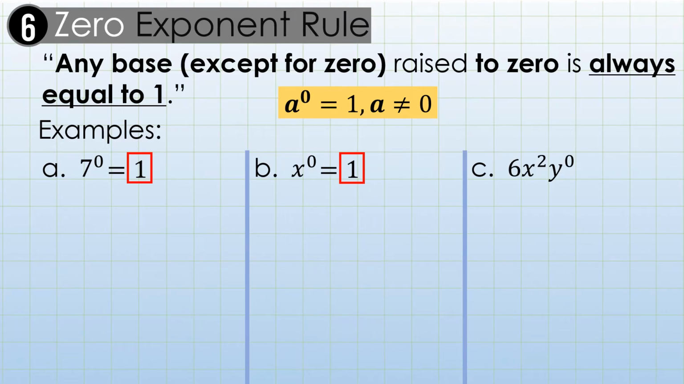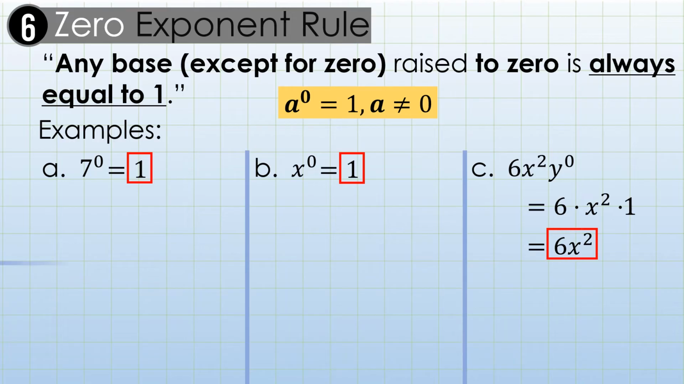Answer is not 1. Bakit? Tatlong factors yan eh. Bawat factor may sariling exponent. Ito exponent niya 1. Ito 2. Ito pa lang ang may exponent na 0. So siya lang ang 1. So multiply mo yung tatlong yan. Magiging 6 times x squared times 1. Kaya ang final answer natin ay 6x squared.